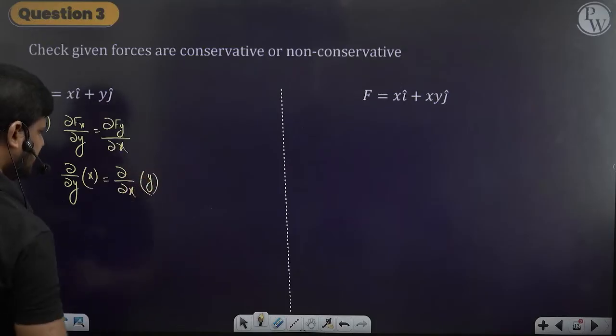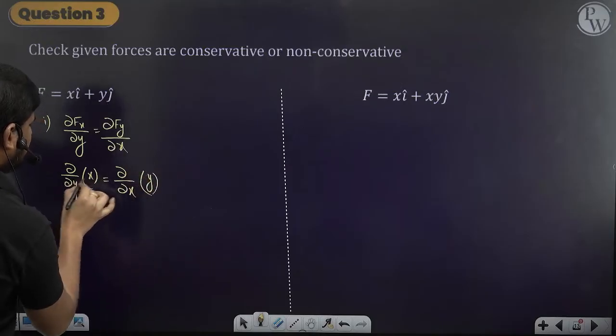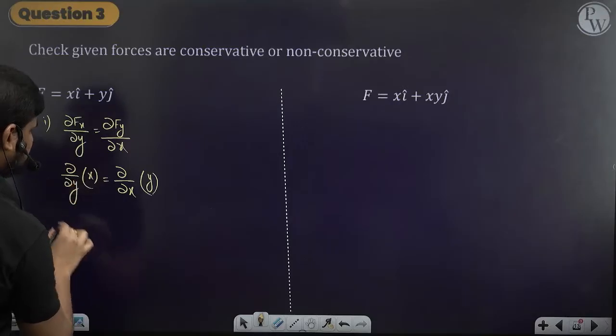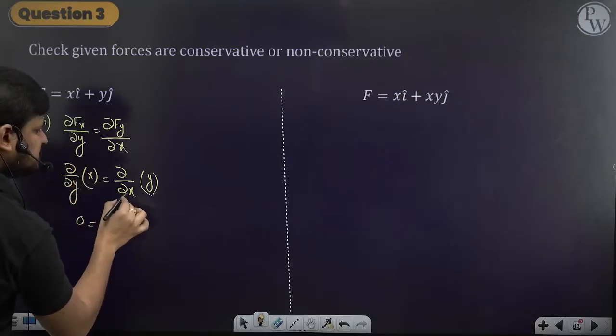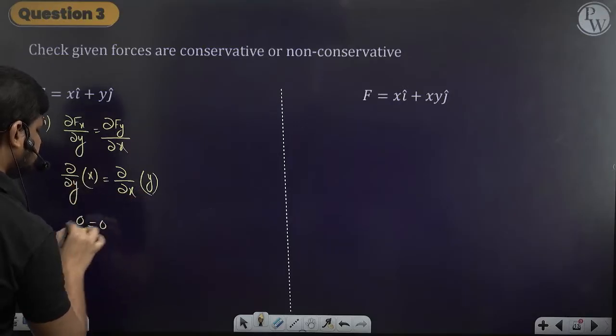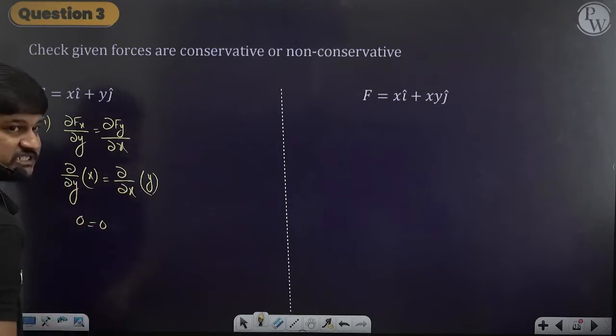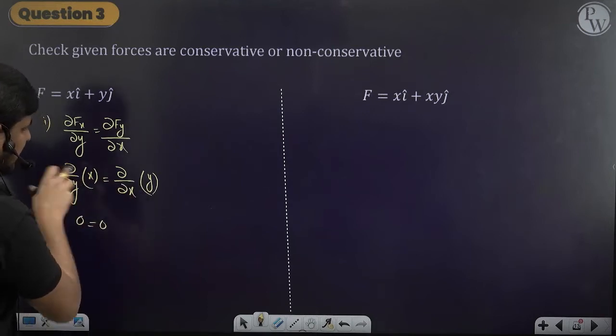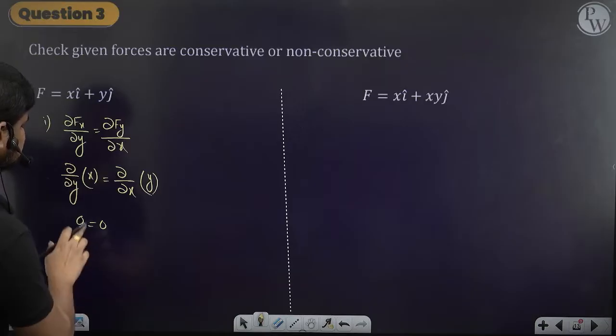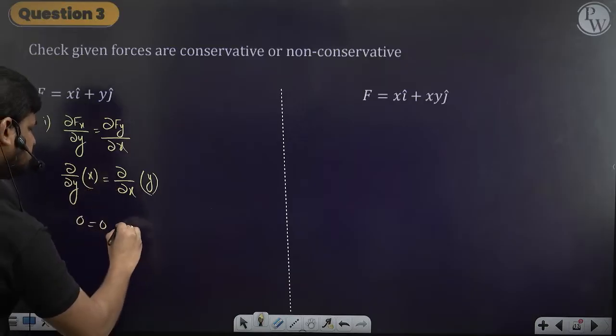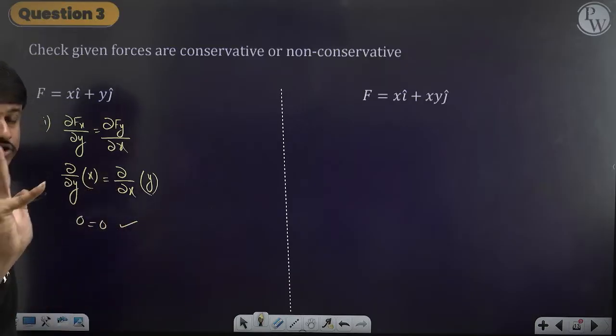Y, right? So ∂x/∂y, the differentiation of x with respect to y, is 0, and the differentiation of y with respect to x is 0, because with respect to x, y is a constant. With respect to y, x is a constant. So here, for the first condition, we got 0 and 0. So this condition is satisfied. All three have to be satisfied.